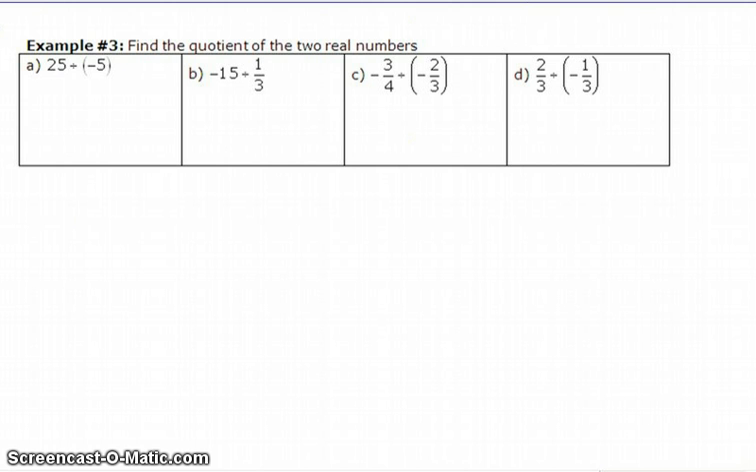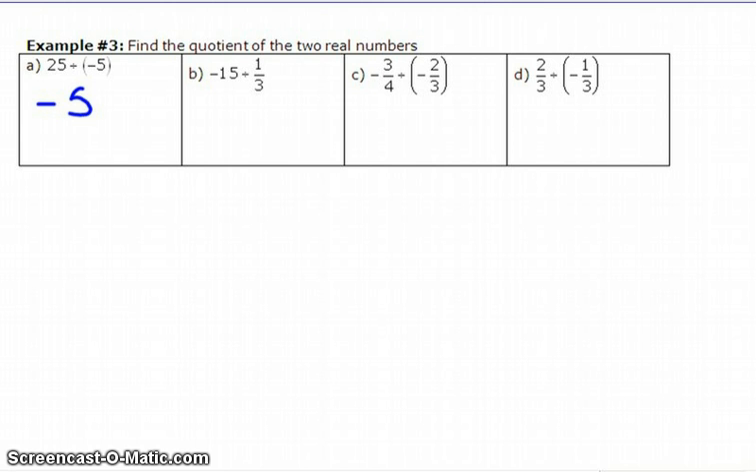So let's look at some examples. Here I have 25 divided by negative 5. Well, this one I could probably do without changing it to multiplication. We know 25 divided by negative 5 would be negative 5. Now, division has the same rules for signs as multiplication. I have one negative, so my answer is going to be negative.